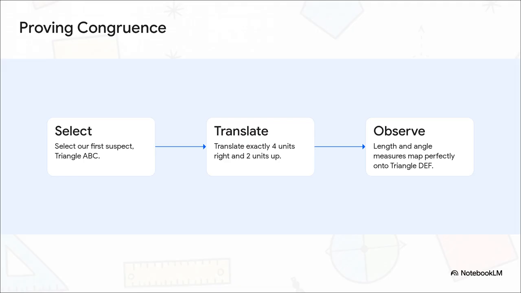Step 1. We select our first suspect, triangle ABC. Step 2. We perform a rigid translation, sliding it exactly 4 units right and 2 units up along the coordinate plane. Step 3. We observe. As it lands on top of triangle DEF, we see that the length and angle measures are completely preserved. It maps perfectly. This rigid translation is our mathematical proof that they are indeed congruent.